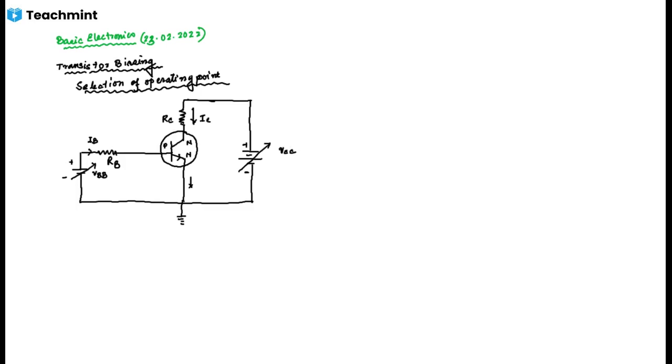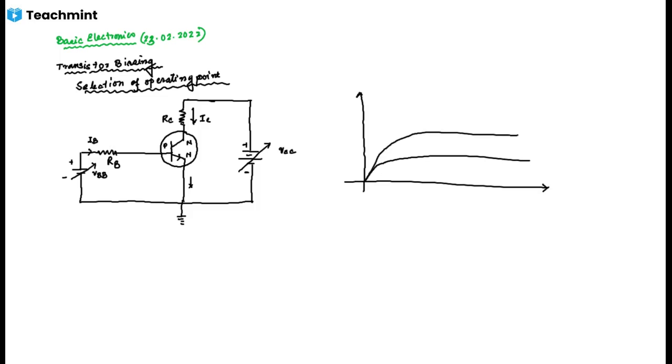So this is the common emitter configuration that we know, and then we will draw the output characteristics of this signal. So this is somehow the output characteristics.